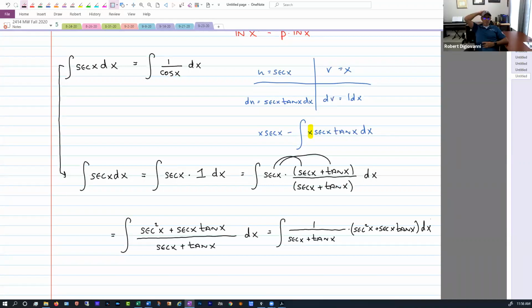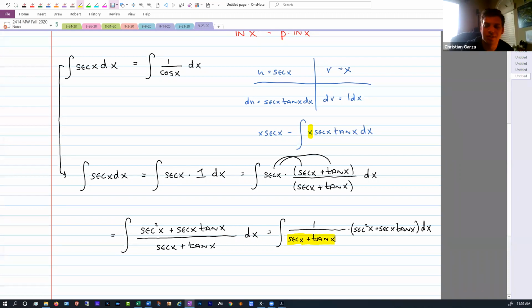Basic u sub. Just a basic. Oh, you make u equal to secant. And then you can get rid of the secant x tangent x. Almost. You said let u be the secant x? Yeah. Oh, the entire denominator. The entire denominator.